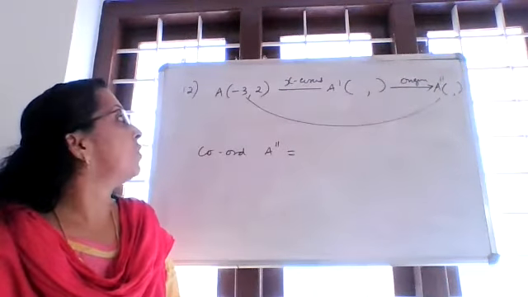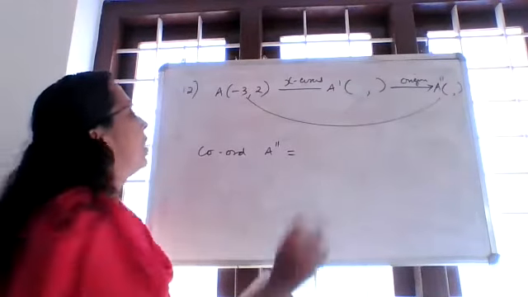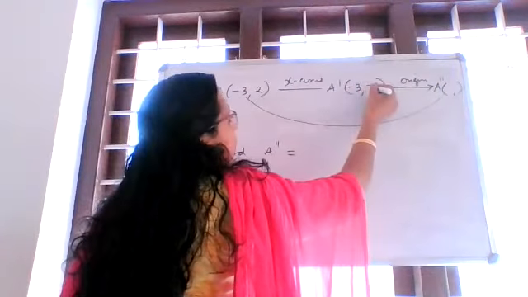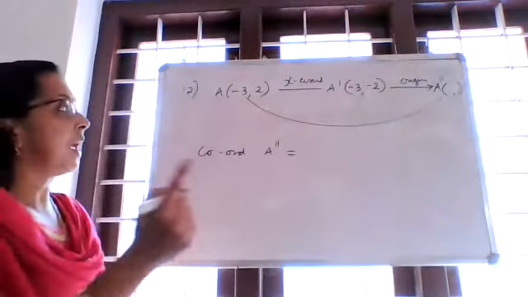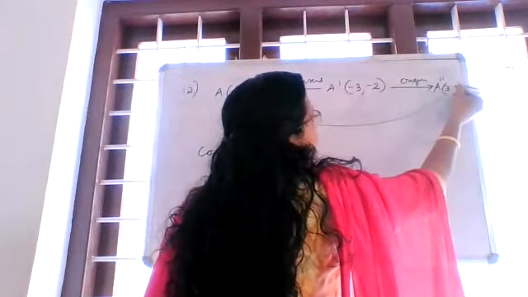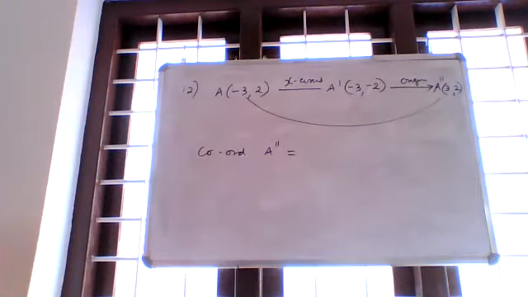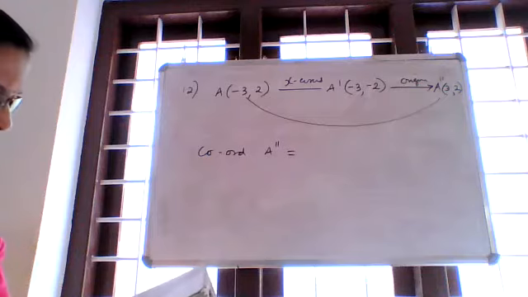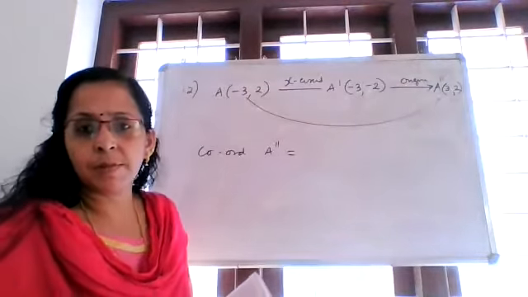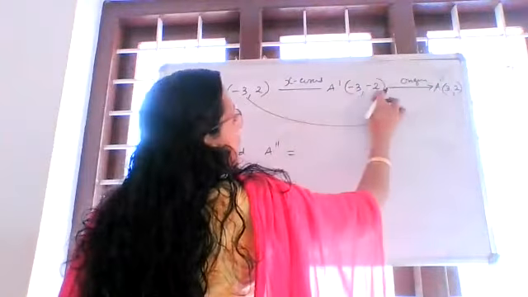So what about A negative 3, 2 in the x-axis? The x-coordinate will not change: negative 3, negative 2. Again, A dash is negative 3, negative 2, and in the origin both will change. So negative 3 will become positive 3 and negative 2 will become positive 2.